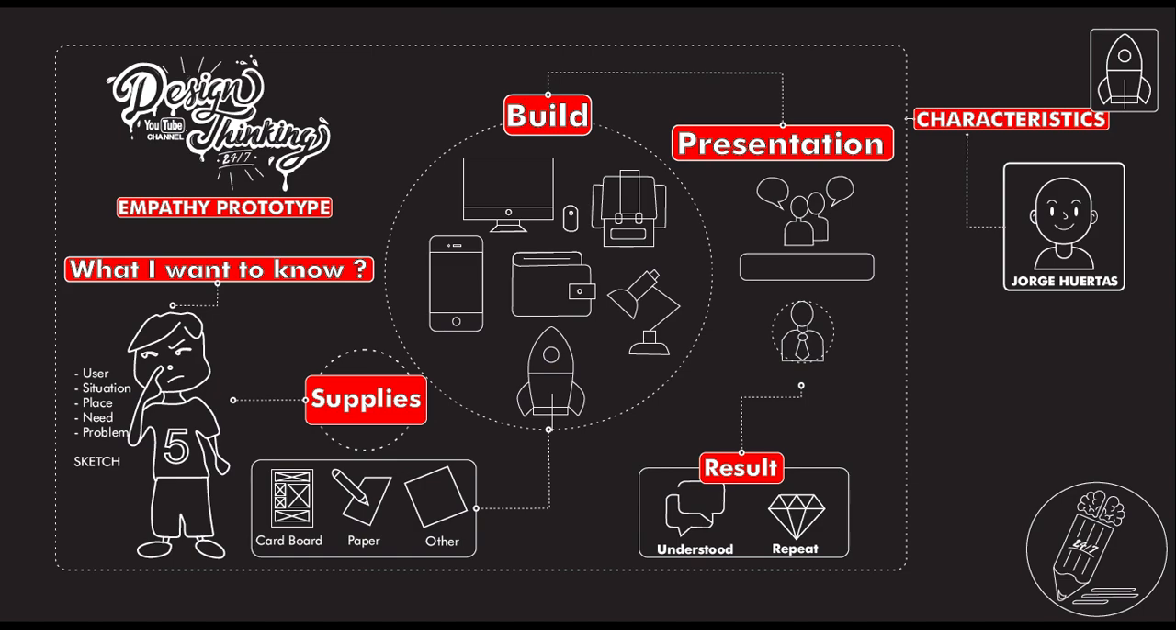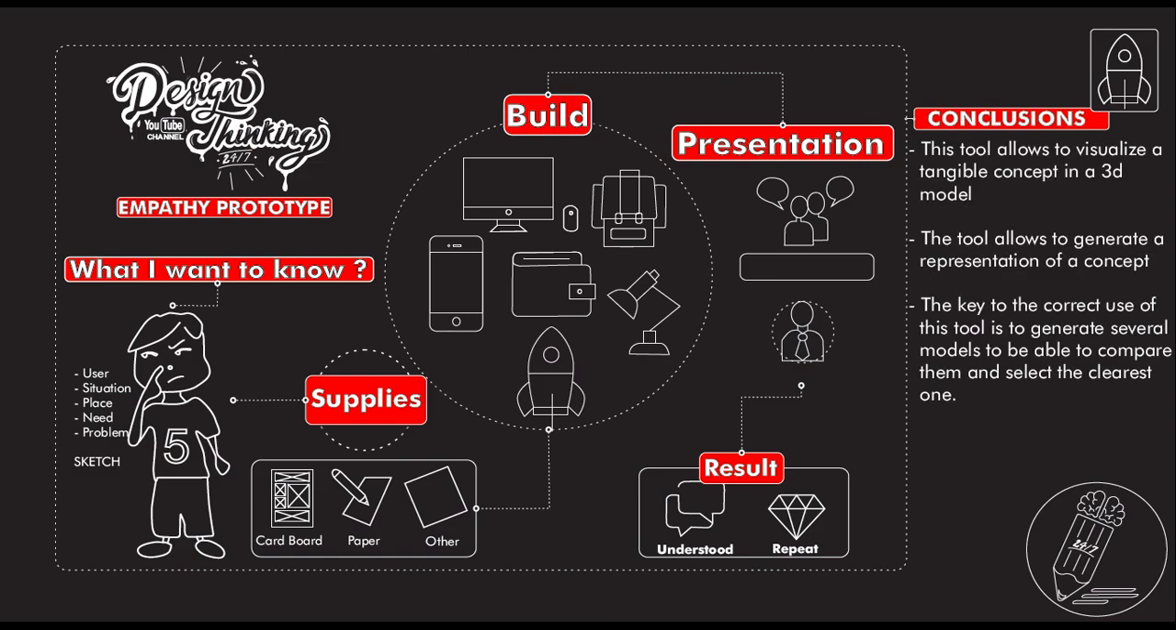However, even after this, there is the possibility that we don't understand. If we don't understand, that's okay. What we have to do is go back, start sketching again, and construct more prototypes until we get what we want and we understand. That is the main purpose of this tool, which is to understand why a situation is happening and why someone is acting the way they do.